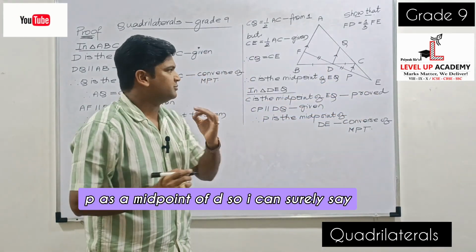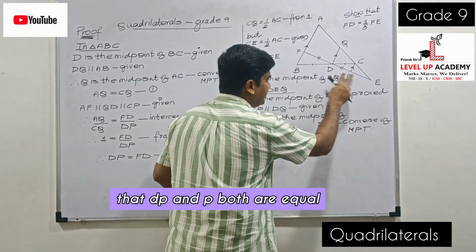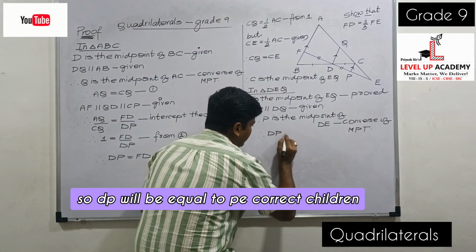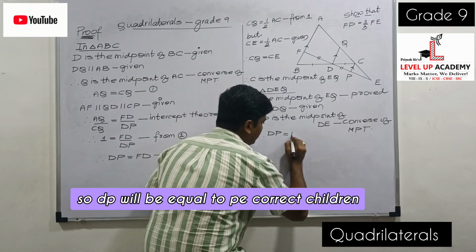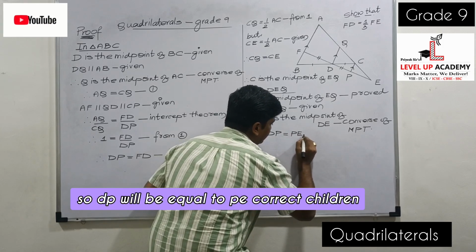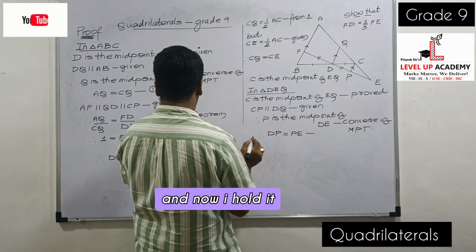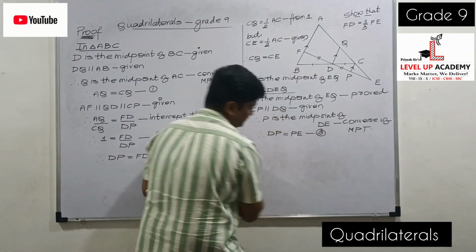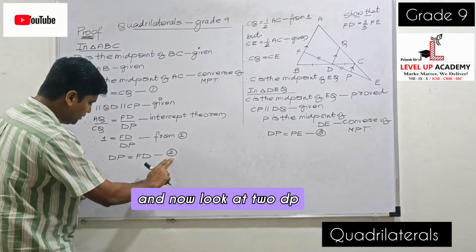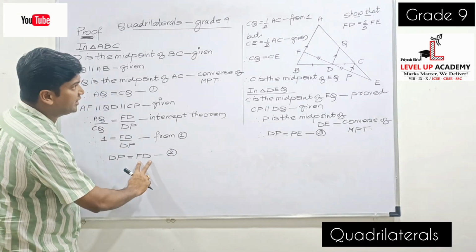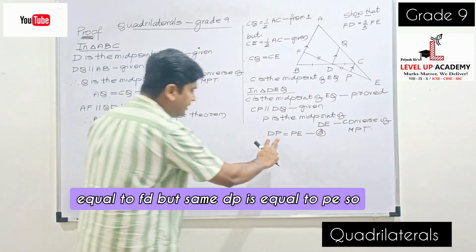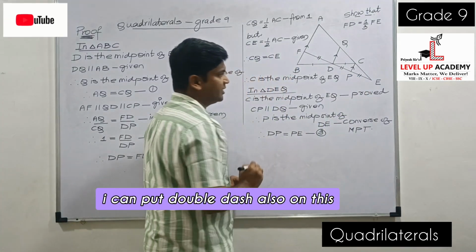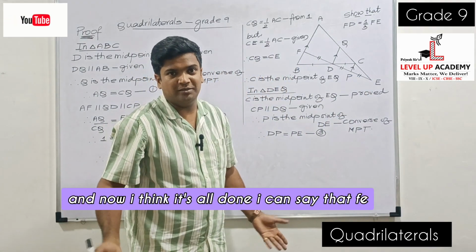So I can surely say that DP and PE are both equal. So DP will be equal to PE, correct, children? I hold it as equation 3. And now look at 2. DP is equal to FD, but the same DP is equal to PE. So I can put a double dash on this also. And now I think it's all done.